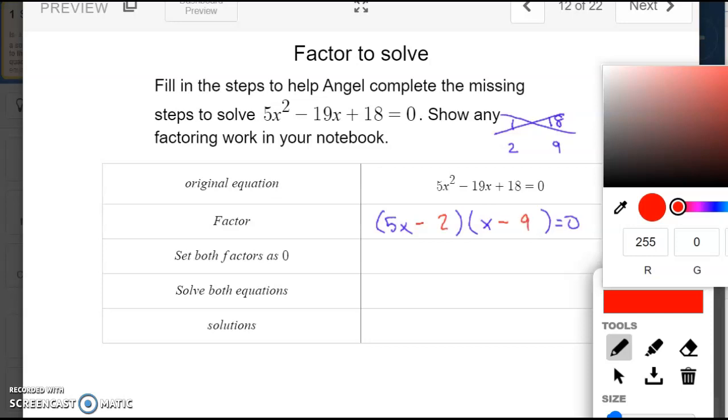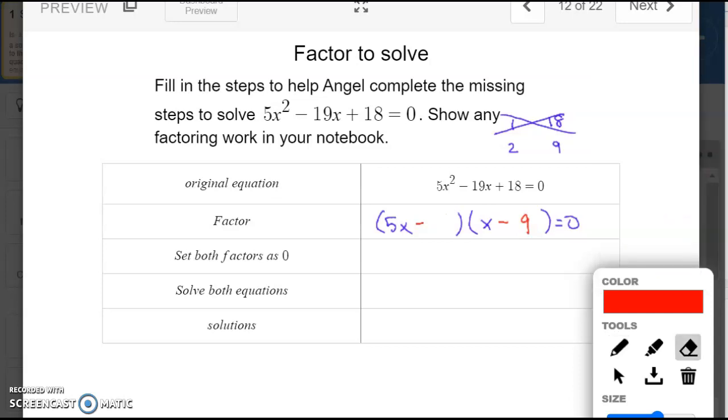If I put 2 and 9 here, that means I have negative 2x minus 5 times 9 is negative 45. That's negative 49x. That's way too big. That's not going to work. Okay, so then I erase this.